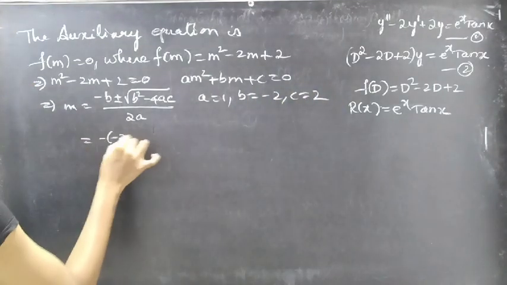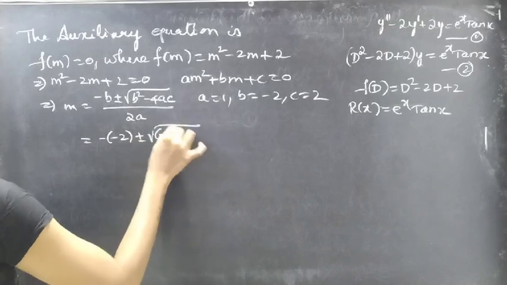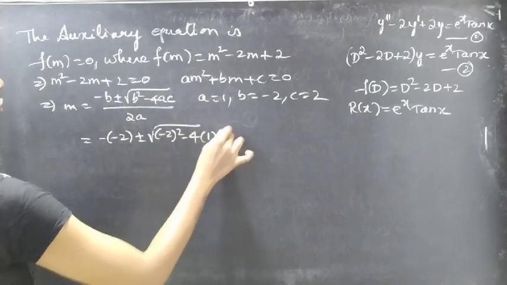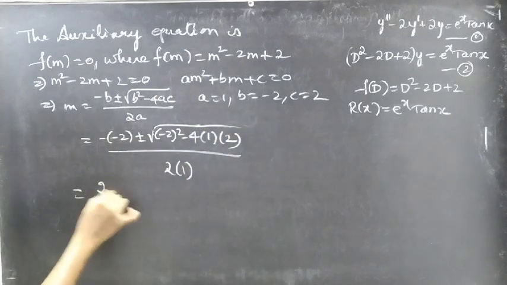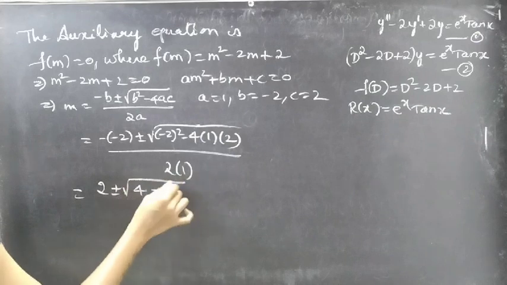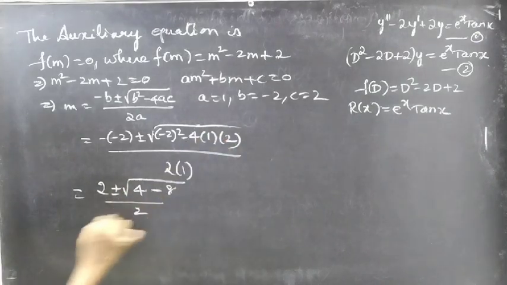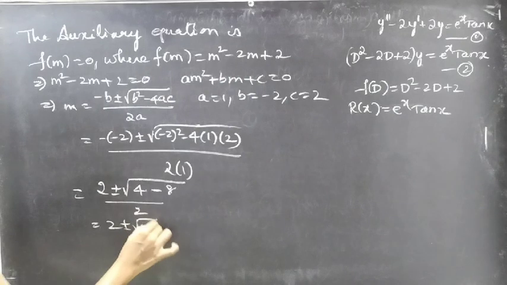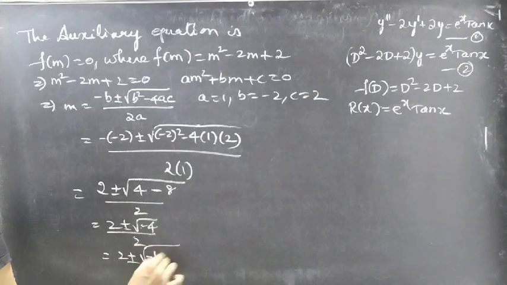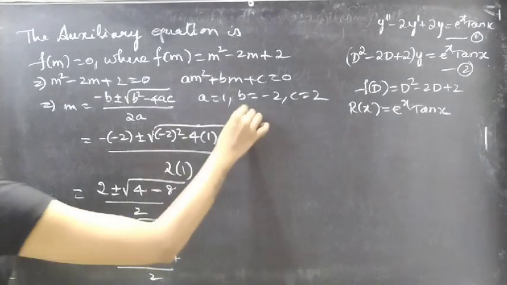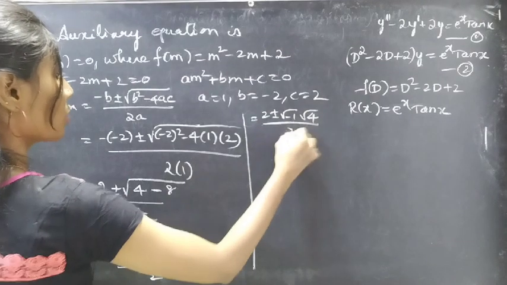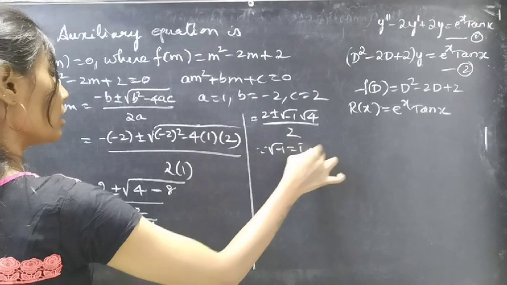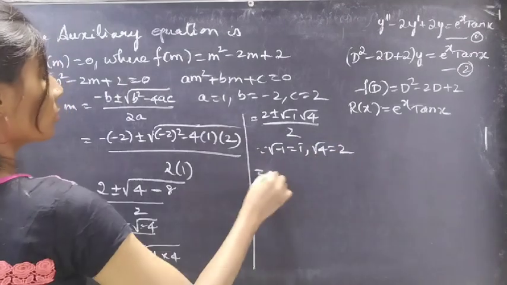Now substitute the values. We'll get minus of minus 2 plus or minus square root of (minus 2) whole square minus 4 into a into c, by 2 into a, which gives us 2 plus or minus square root of 4 minus 8, by 2, which is equal to 2 plus or minus square root of minus 4 by 2. You can write square root of minus 4 as square root of minus 1 into 4. Now split the square root, we'll get 2 plus or minus square root of minus 1 into square root of 4, by 2.